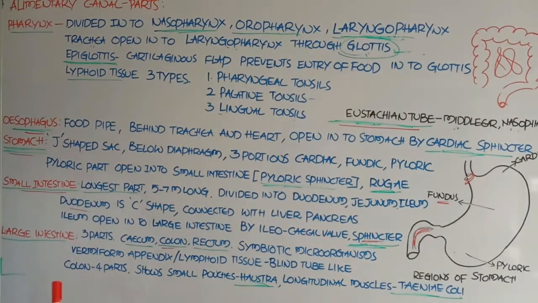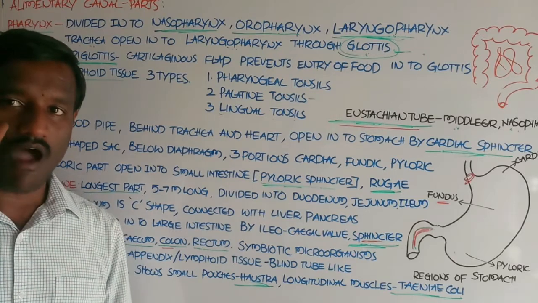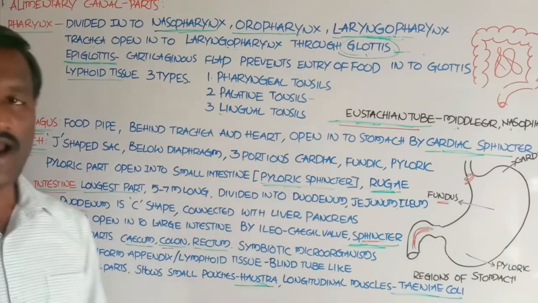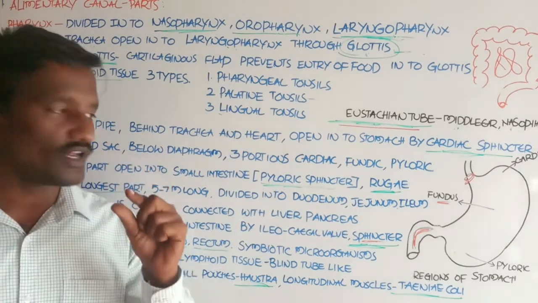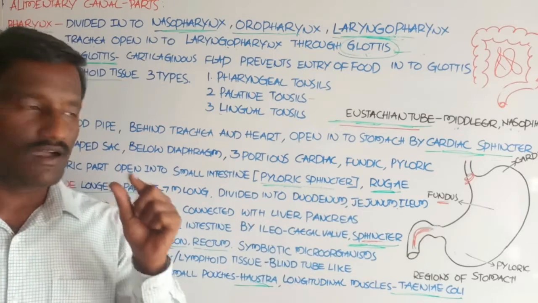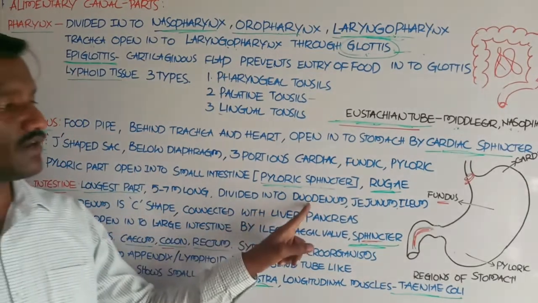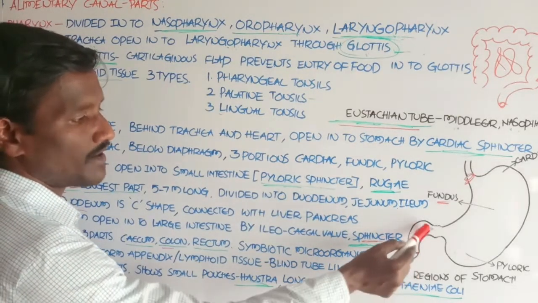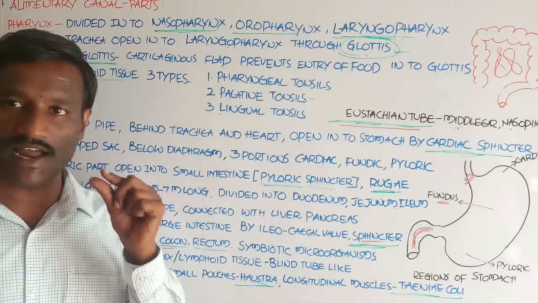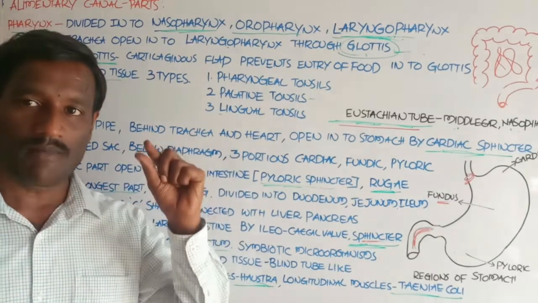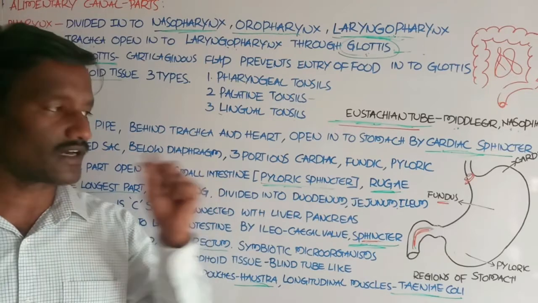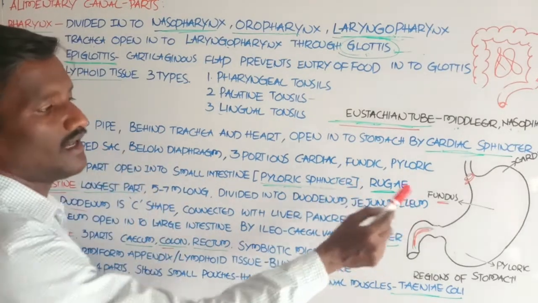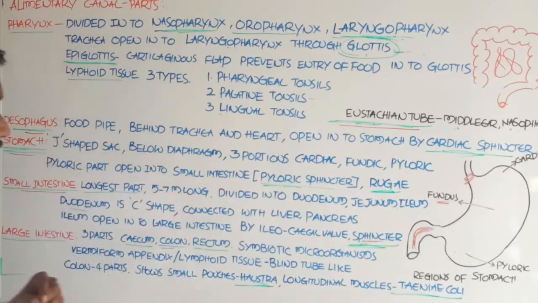And the small intestine. The small intestine is the longest part of the alimentary canal, 5 to 7 meters long, and divided into three parts: the duodenum, the jejunum, and the ileum. What about the duodenum? The duodenum is a C-shaped structure. It is the first part. The duodenum connects with the liver and the pancreas by the help of the hepatopancreatic duct. The jejunum is a long coiled structure. The ileum is a highly coiled structure.